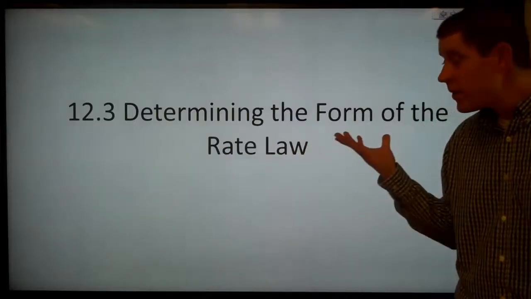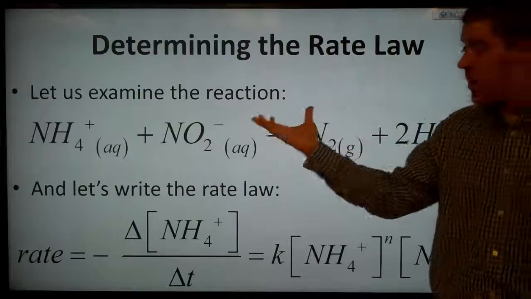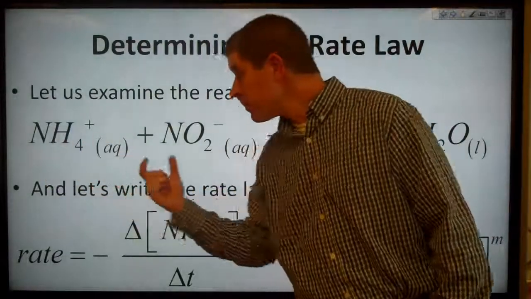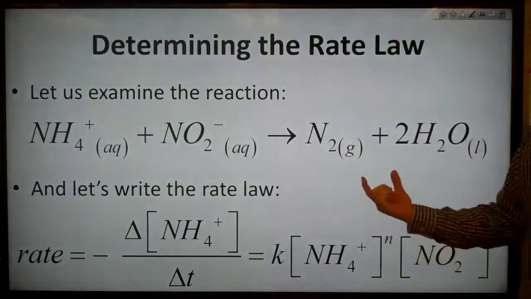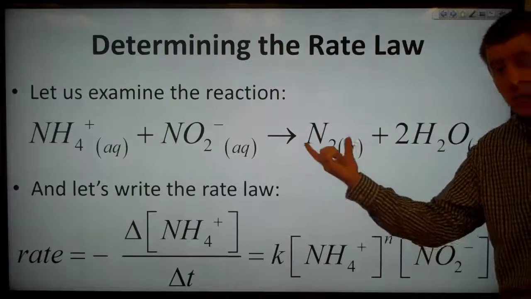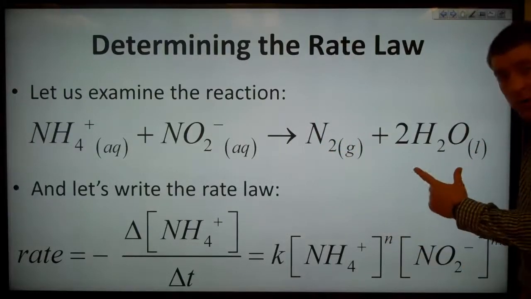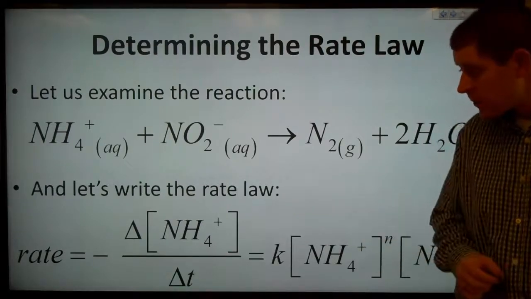Welcome to determining the form of the rate law. So let's look at an example reaction. We have ammonium reacting with nitrite, NO2 minus. Ammonium plus nitrite react to give us nitrogen gas, N2, and water, 2H2O. And so now let's write our rate law.